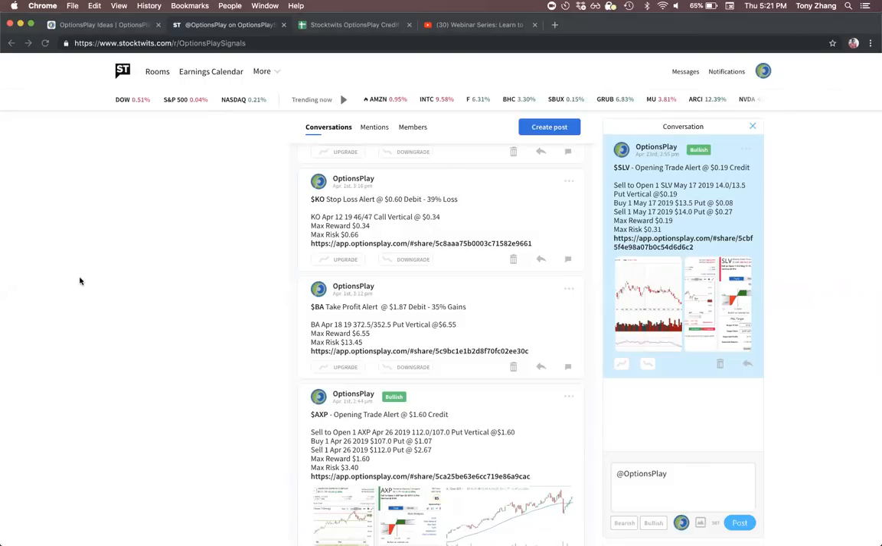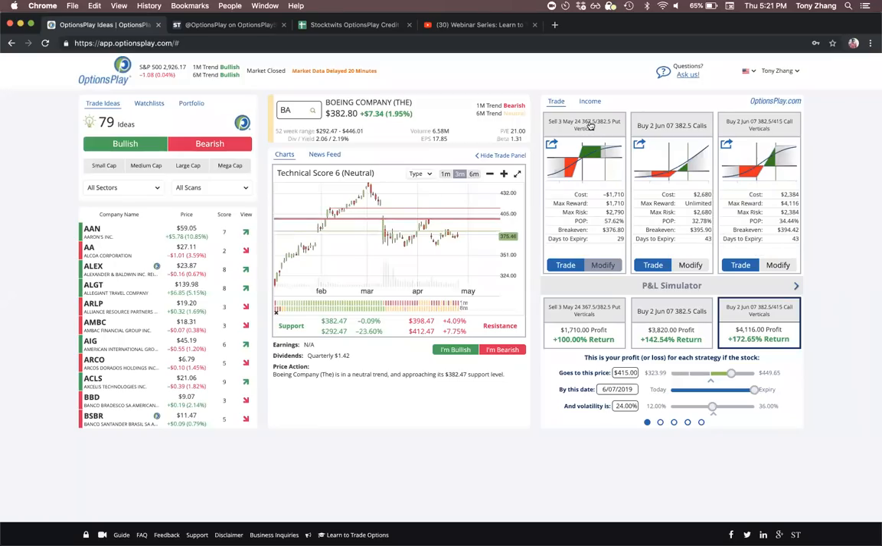For BA, are you selling the 382.5 and buying the 382.5? No, we're selling the 382.5. We're always going to buy a lower put for Boeing. So we're always going to sell the at the money, which is the 382.5, and we're going to buy back at 367.5 here in this particular case.